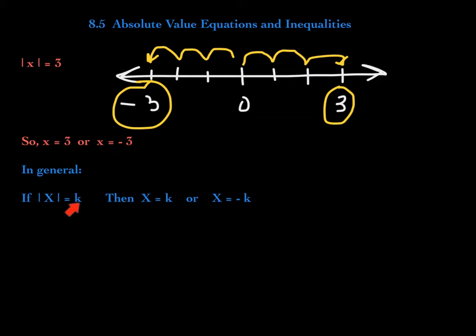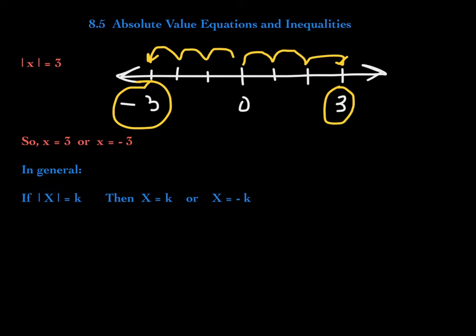So if you have an equation that looks like this, the absolute value of some expression is equal to k, then either that algebraic expression is equal to k or it's equal to the opposite of k. We did the same thing here. x was equal to 3 or x was equal to the opposite of 3. And that's the approach that we'll take when solving absolute value equations.